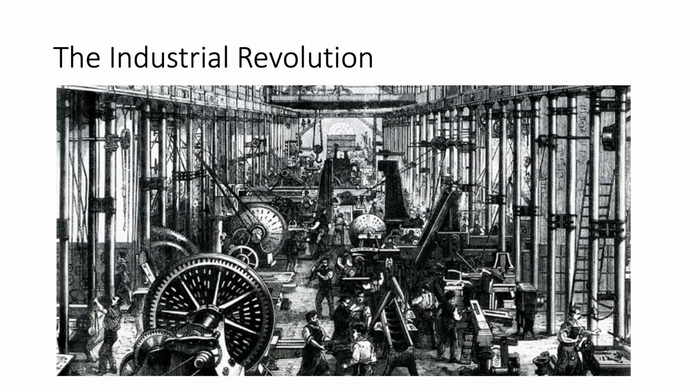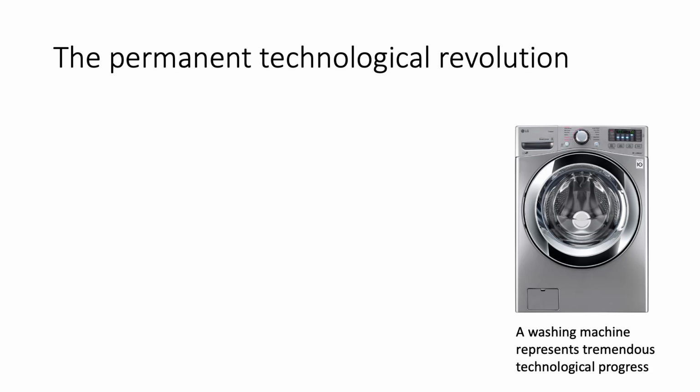The Industrial Revolution is a monumental event that changed different people's moralities, it changed social contracts, it changed intellectual disputes, and had a huge impact on the evolution of technological processes. Today, we will discuss the permanent technological revolution.